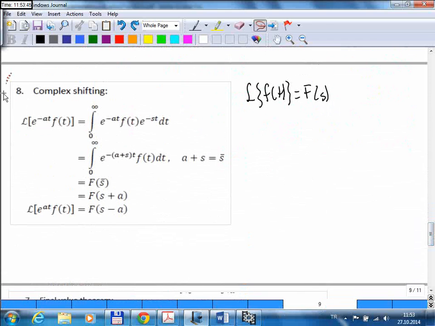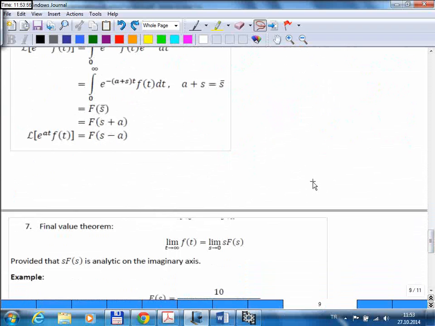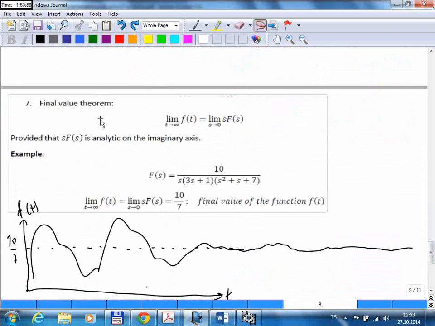I showed the complex shifting, which is very similar to the shifting in time domain. You get this exponential term either on the left side or on the right side, depending on where the shifting is. And I just showed the final value theorem.